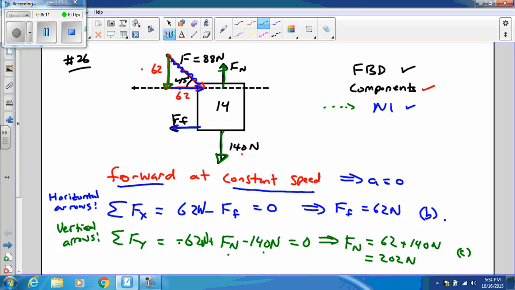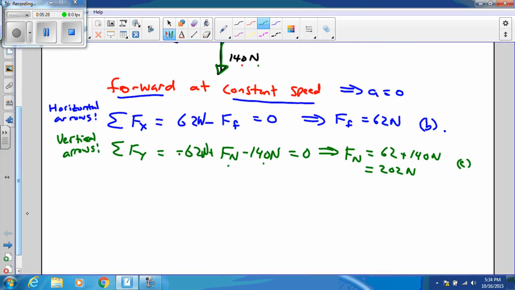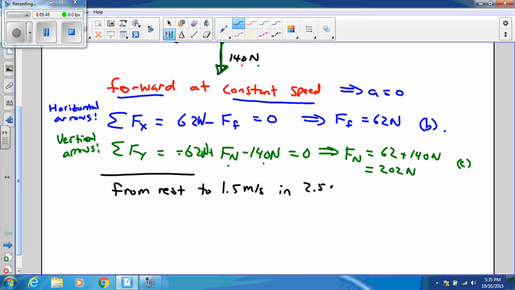Please notice that this was an example of a problem in which the normal force did not equal the weight. So don't be one of those students that assumes that the normal force is always equal to the weight. Now in part D, they changed things up a little bit. And they ask us, what force must the person exert on the lawnmower to accelerate it from rest to 1.5 meters per second in a time of 2.5 seconds.